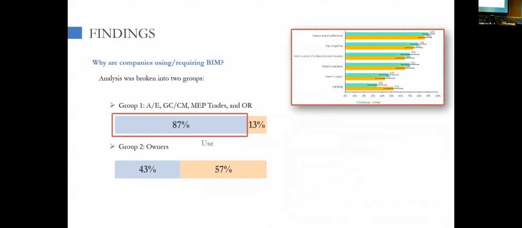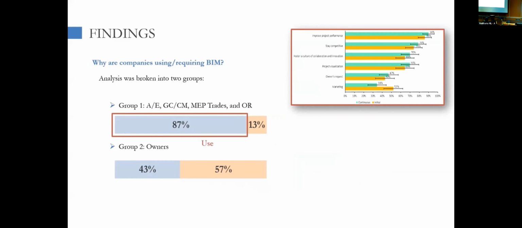Now, on the other hand, to answer why are companies using or requiring BIM, 87% of Group 1 said that they do use BIM. So if any respondent indicated that they do use BIM, the follow-up question was, what are the initial reasons that led your organization to use BIM, and what are the reasons that your organization continues to use BIM? So the initial reason for using BIM is shown through the yellow bars, while the continuous reason is shown through the green bars.